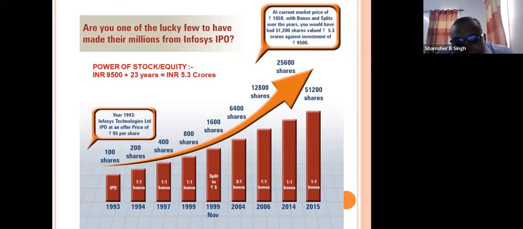9,500 invested in the IPO. 100 shares at 95 rupees, 23 years. I'm taking data till 2015 only. It turns out to be 5.3 crore. I repeat, 9,500 invested in the equity market in 1993, for 23 years, has turned into 5.3 crore.